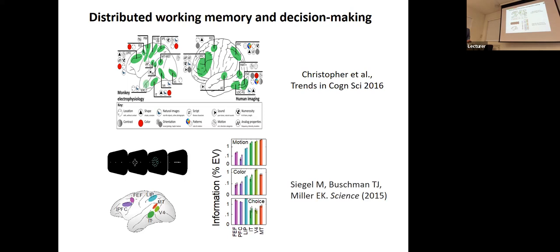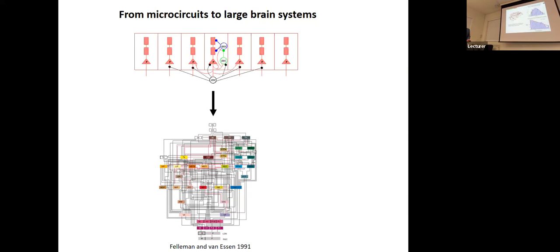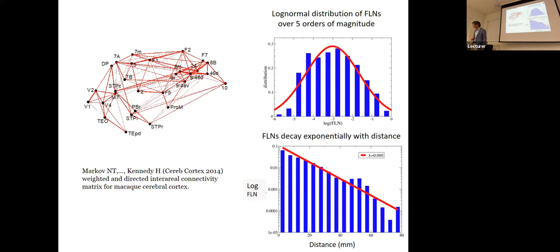So how do you go from the local circuit to large scale systems? We started with a collaboration with Henry Kennedy, who about 10 years ago published a database for macaque cortical area-to-area connectivity matrix. I'm going to skip the details of their method, just to mention that they had a way to actually use a rather traditional method, but in a very careful way, to quantitatively measure weighted and directed connectivity.